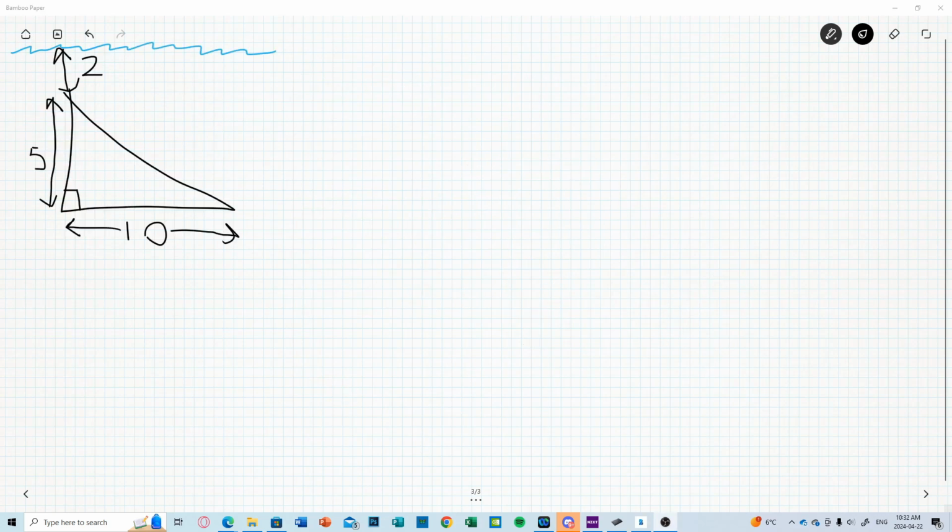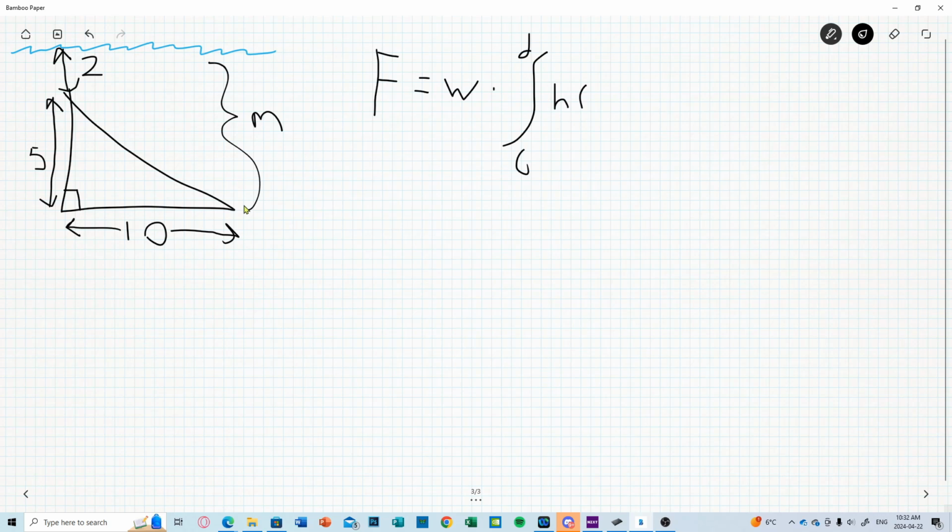Okay, question 4. This is going to be finding the hydrostatic force acting on this triangle. In the textbook, it says it's in feet, but instead we're going to do it in meters, just so we can see what that looks like. So we're going to set up our integral like normal. Force is equal to the weight multiplied by the integral from c to d times the height changing of the object multiplied by the length changing of the object. Never forget the dy.